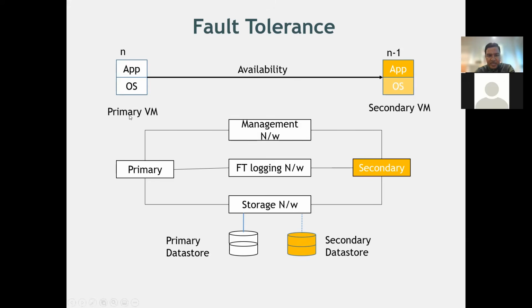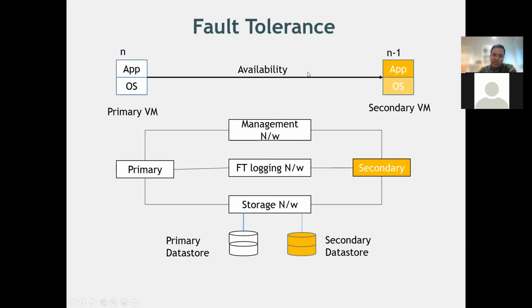So if we have this primary VM, at the point in time instance n, whatever is the condition of the VM here, the secondary VM will have the n-1 condition. That means if it is writing 1, 2, 3, 4, 5, then it will also have 1, 2, 3, 4. Once it finishes writing 5, then it will also have 1, 2, 3, 4, 5.